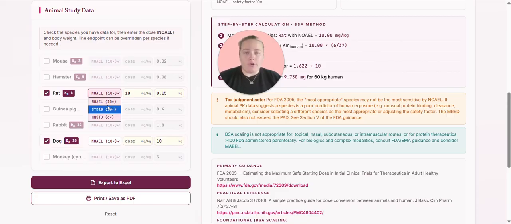Like we said above, your MRSD is based on your NOAEL, not your oncology ones. So we're going to stick with the NOAEL here. We're going to add the dose of your NOAEL. So in your rats, let's say your NOAEL was 150. And then we're going to add the weight for the rat.